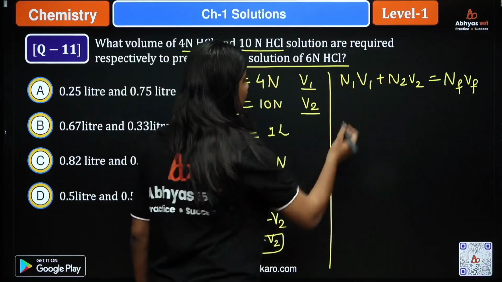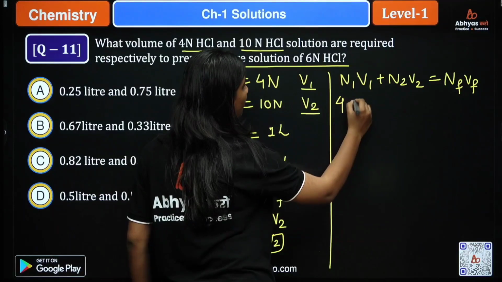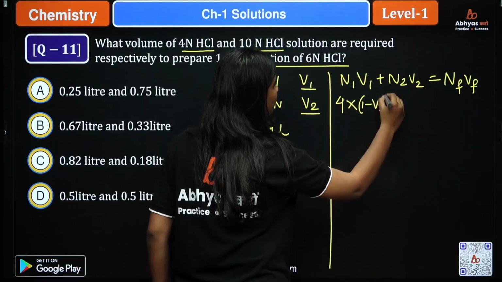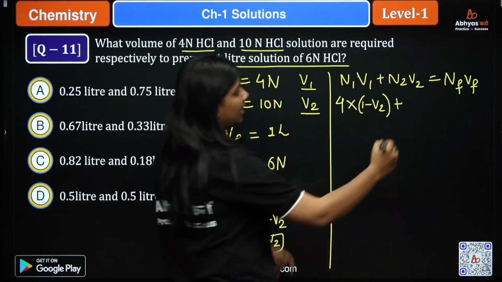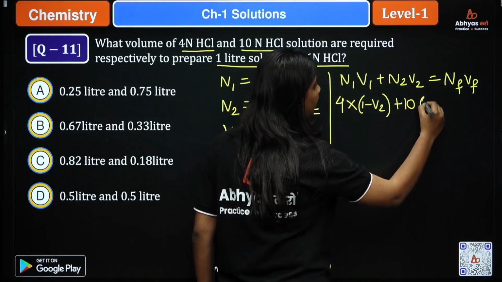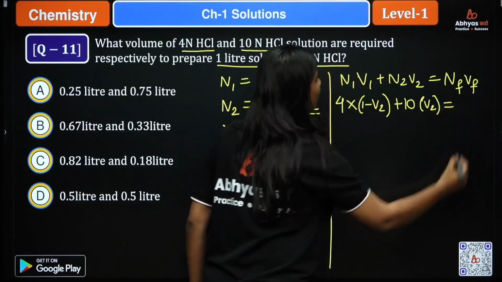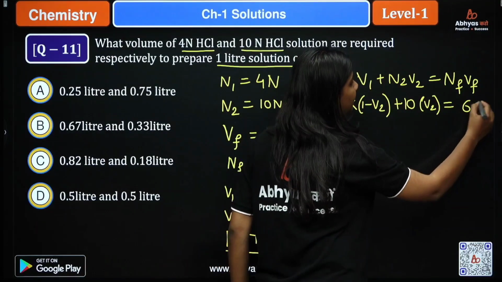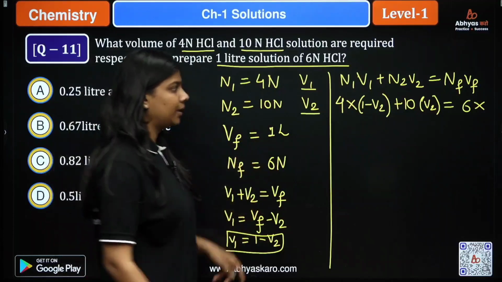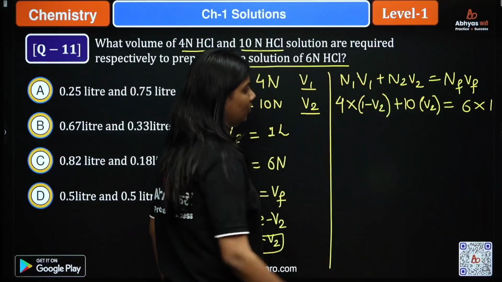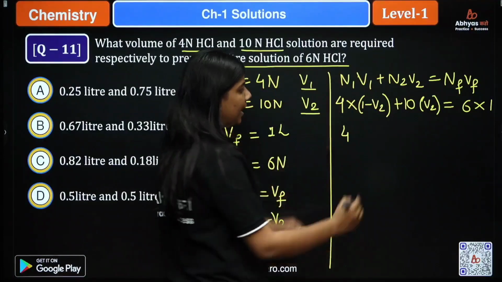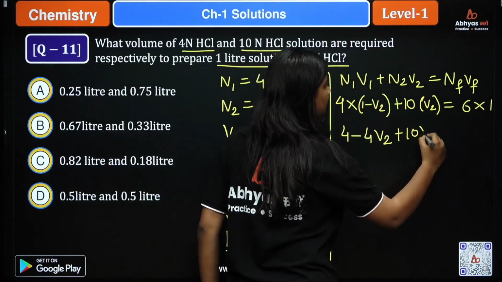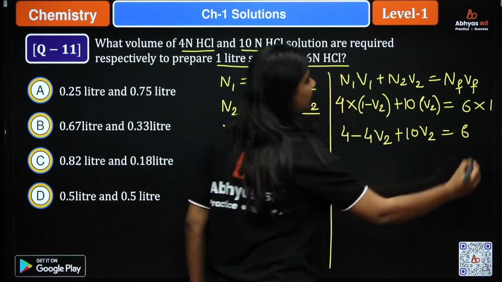So I can write V1 as 1 minus V2. Now let's put the values. N1 is given, that is 4 normal. V1 I can write as 1 minus V2, plus N2 is 10 normal, and V2 I can write as V2 only, is equal to, what is the final normality I have to prepare? That is 6 normal. And the final volume should be 1 liter. Now on solving this, 4 minus 4V2 plus 10V2 is equal to 6.